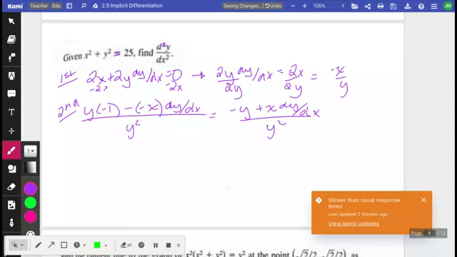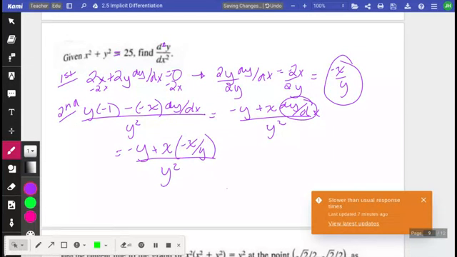You don't want to have dy over dx in your second derivative. It needs to be completely solved. But we know what dy over dx is. It is this. So all we have to do is plug that in place. So we'll have negative y plus x times negative x over y. So I just substituted in what it's equivalent to, all over y squared. And I can simplify that.